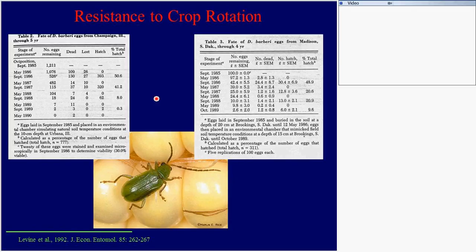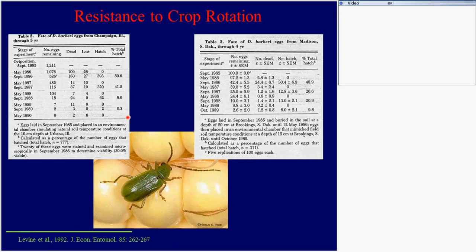There is an example of resistance to crop rotation in northern corn rootworm. Corn and soybeans are usually rotated on an annual basis: 1 year corn, 1 year soybean. Cornworms feed on corn, they do not feed on soybeans. Otherwise, I guess they would have been called soybean rootworms. So if rootworm lays eggs in corn, then over winter, next year larvae die because they cannot feed on soybean.